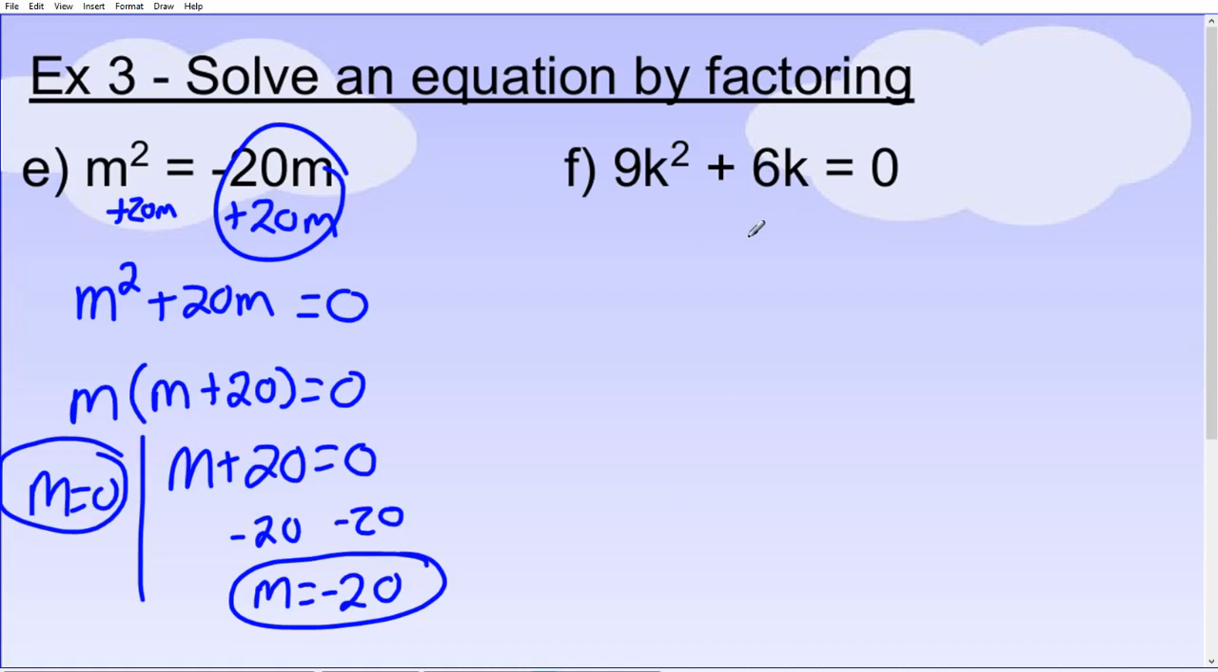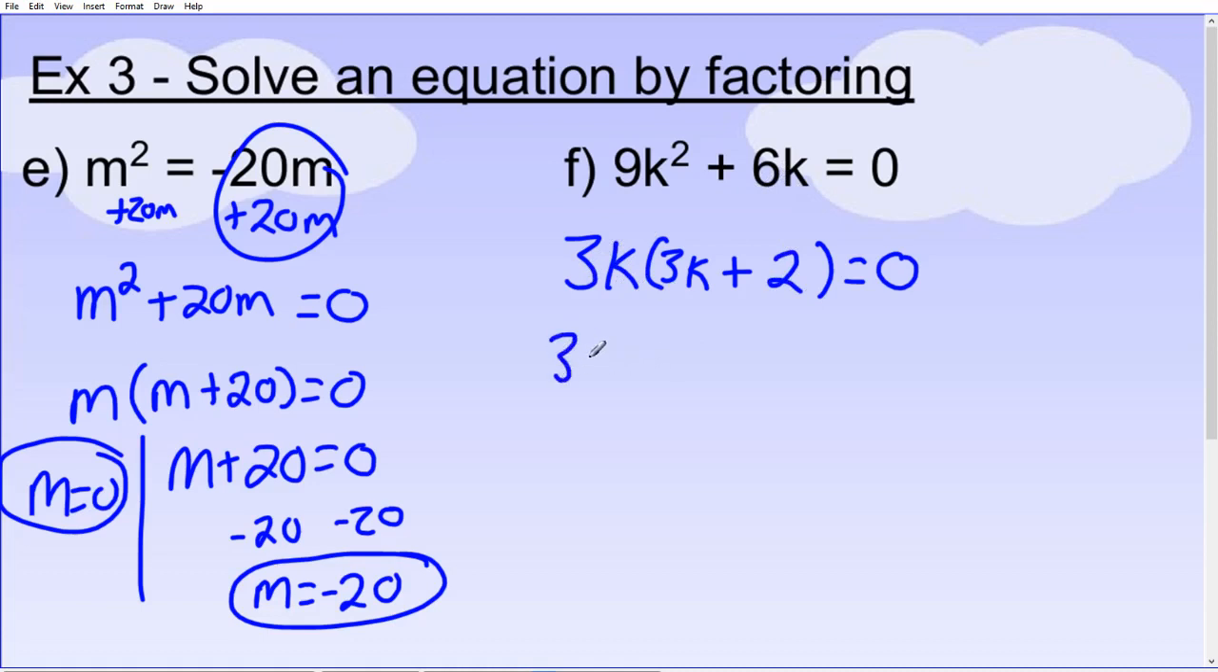Letter F. Ooh, this one's a little bit more complex, finally. So when I factor here, I'm going to factor out a 3k. They both have a 3 they can factor out, and they both have a k they can give up. So if I factor out a 3k, I'm left with a 3k. 3k times 3k is 9k squared. And the other guy, well, I factored his k out. And I factored out a 3, so there has to be a 2 left behind. 3k times 2 is 6k.